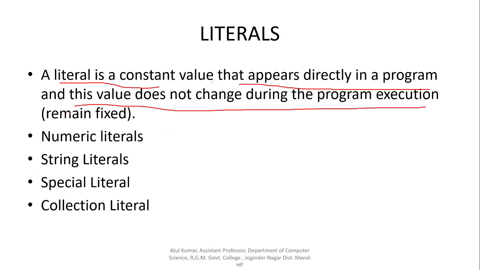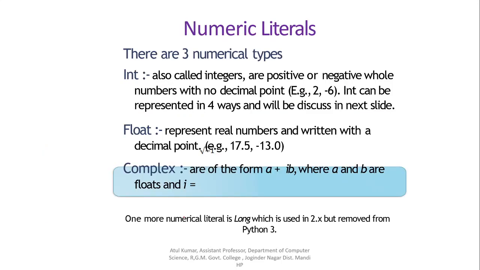There are different kinds of literals: numeric literals, string literals, special literals, and collection literals. Numeric literals are of three types: int, float, and complex. Int literals are called integers. They can be positive or negative values. Int can be represented in four ways, which will be discussed later on.